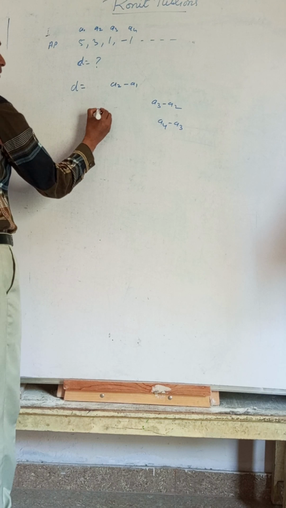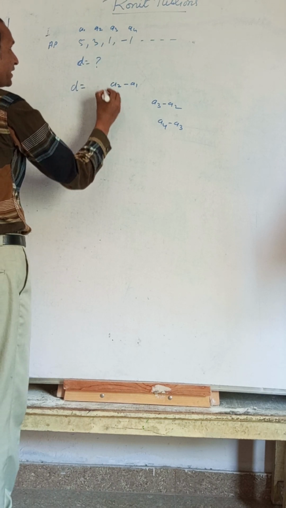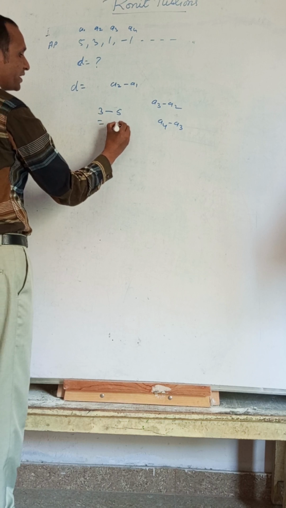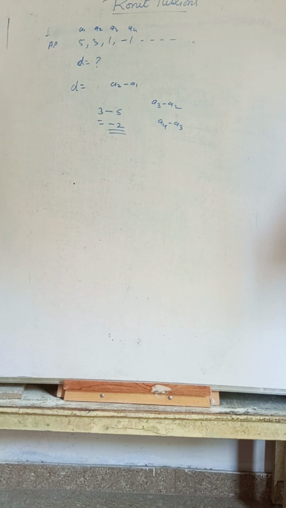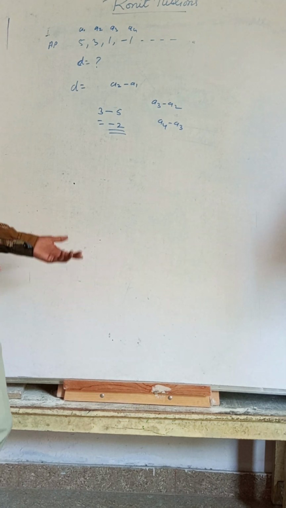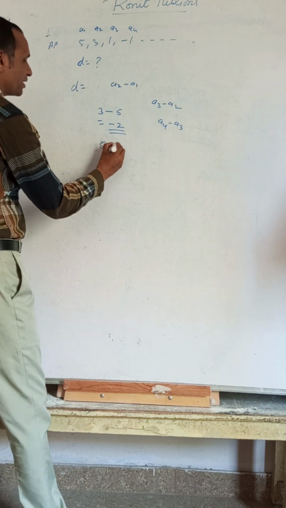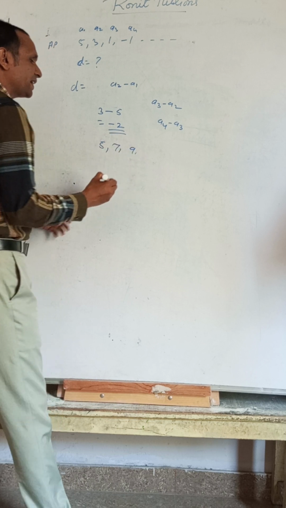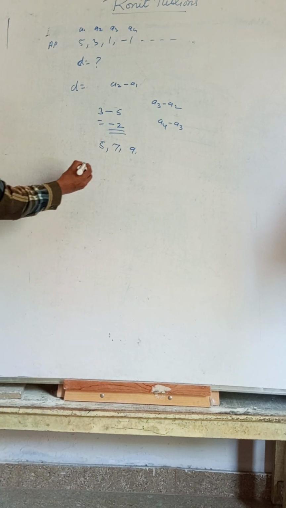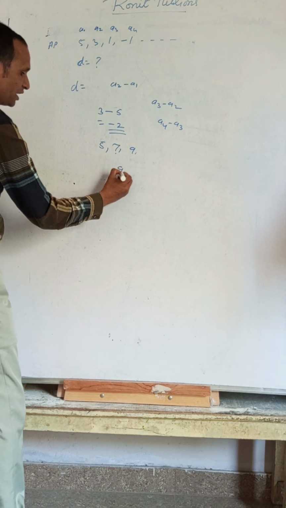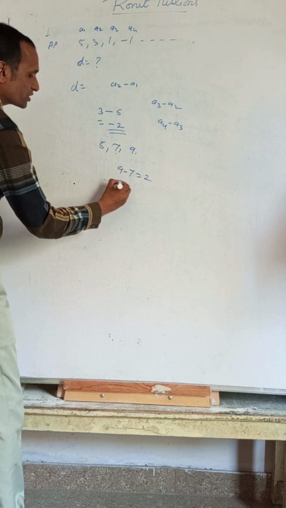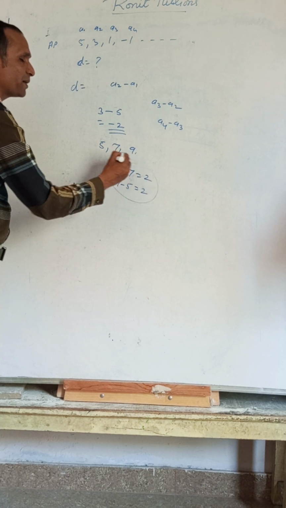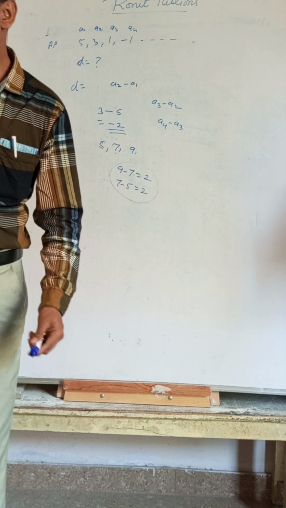So here the successive term is 3 and the preceding term is A1, which is equal to 5. Then the common difference will be minus 2. Any numbers can be taken. Suppose I write 5, 7, 9, like that, and find the difference: 9 minus 7 is equal to 2, or 7 minus 5 is equal to 2. So we can write the common difference as successive term minus preceding term.